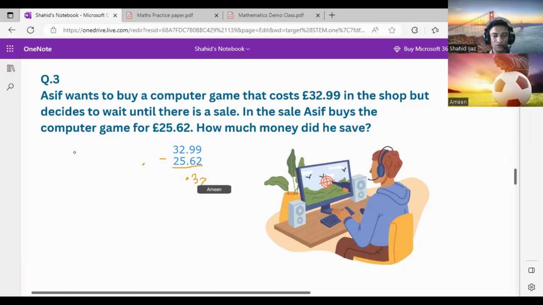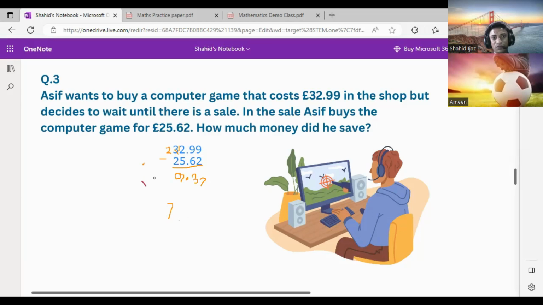You can't do 2 minus 5, so carry it over. So 12 minus 5 is 7. This is 2 minus 2, 0. So the answer is 7.37. Yes, that's great.